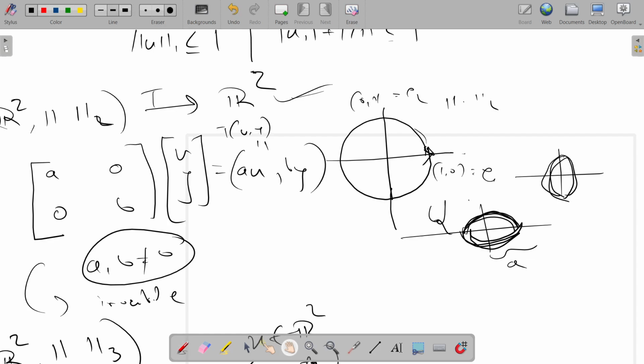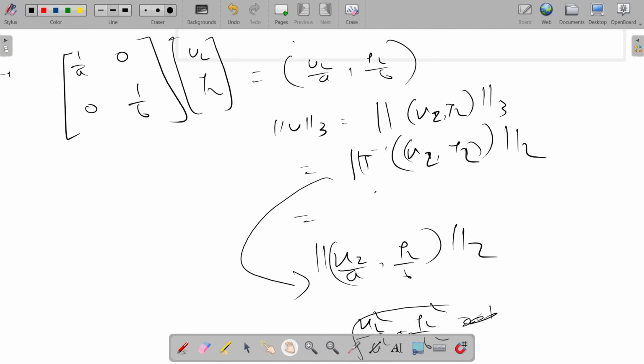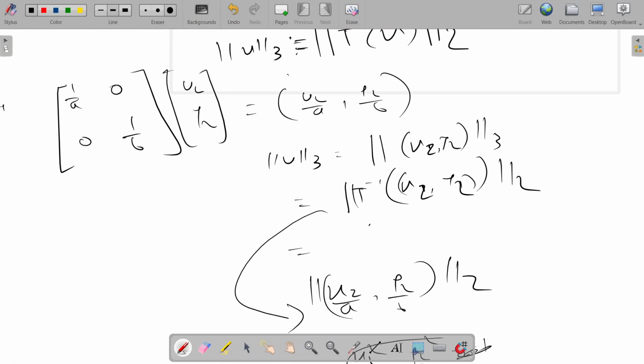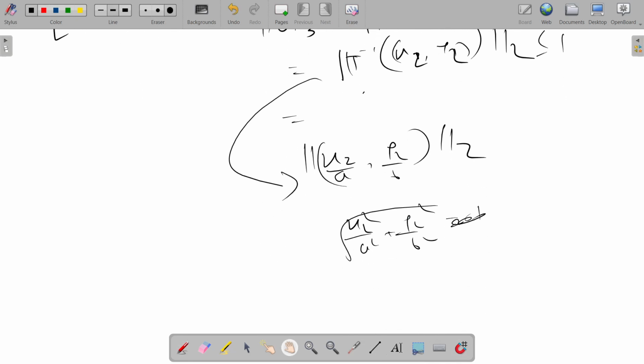Basically we are stretching the whole thing, and we can easily see from here that if the norm is less than or equal to 1, then x square by a square plus y square by b square is less than or equal to 1.